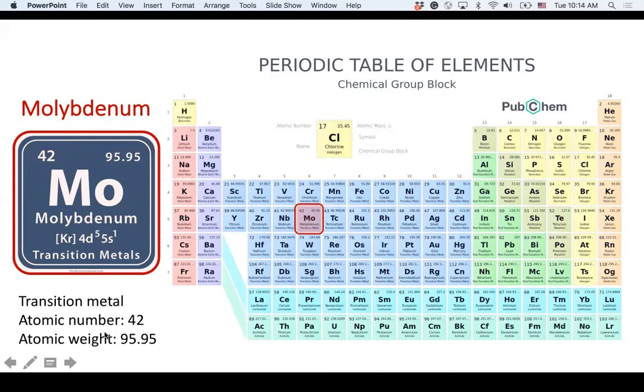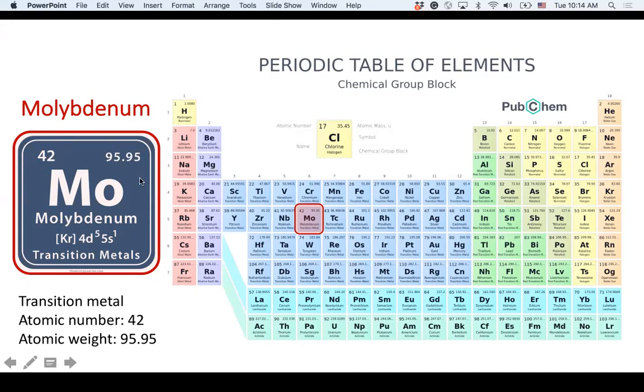42, and the atomic weight is 95.95. And this is the electron configuration. From this configuration, we can get some information about what contributes to the band structure of molybdenum disulfide. For now, we don't need to worry about the sulfur atom yet. The main contribution to the band structure near the K and K prime values is from the molybdenum atom.